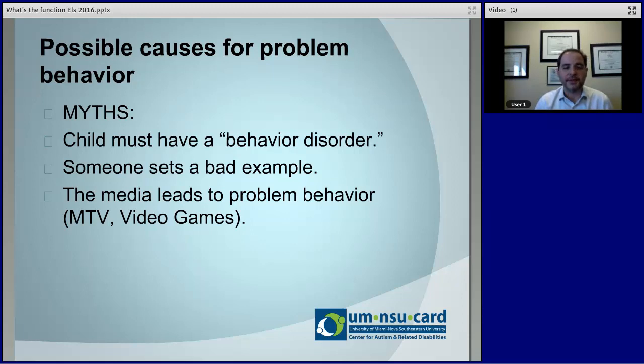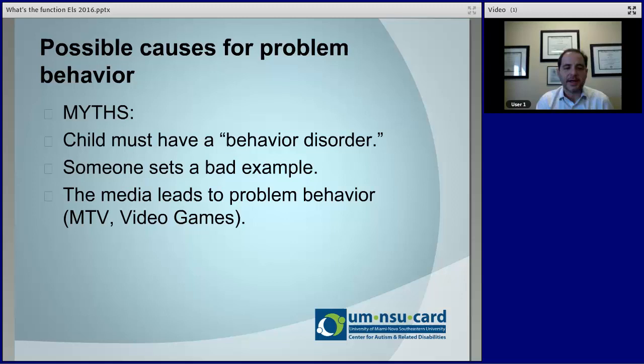We feel that problem behavior is maintained by environmental events. And I think that that is a very promising way of looking at it, because it suggests that the cause for problem behavior is somewhere in the environment and therefore can, in fact, be addressed.